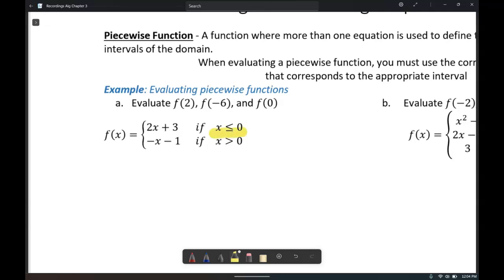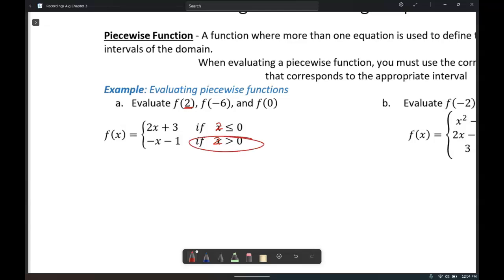For all values in our domain where x is less than or equal to 0, we're going to be using the equation 2x plus 3. But for all values in our domain greater than 0, we have a different equation to use. So when we're trying to consider which part we're going to use, we have to see which of the inequalities is satisfied. So for f of 2, we have to think, is 2 less than or equal to 0, or is 2 greater than 0?